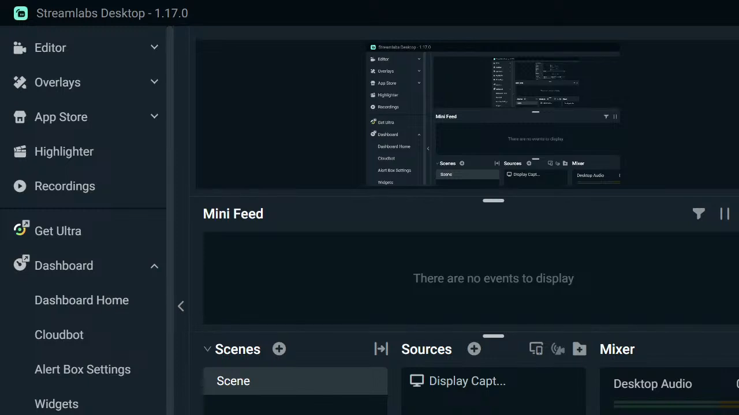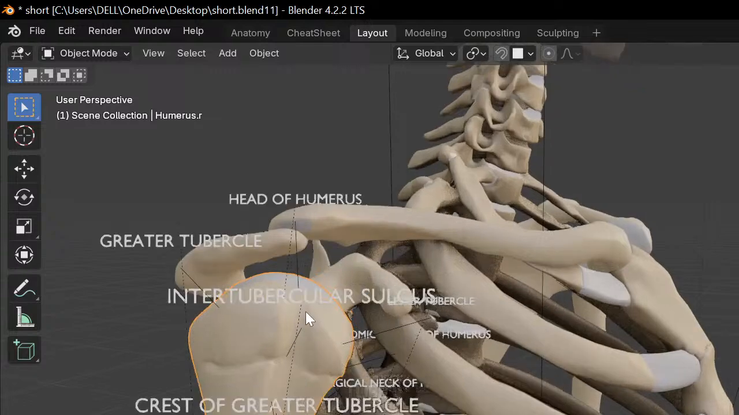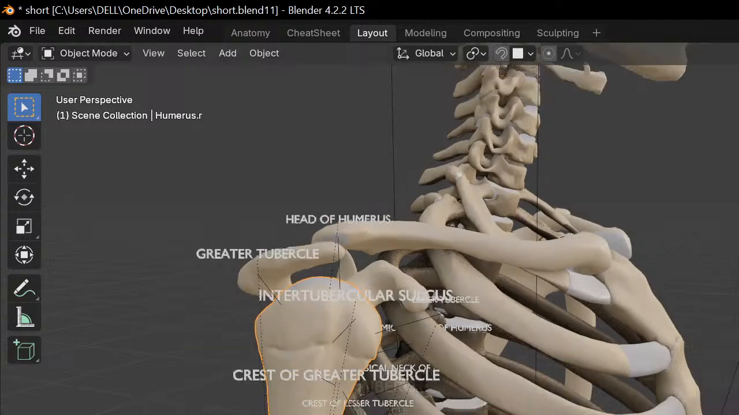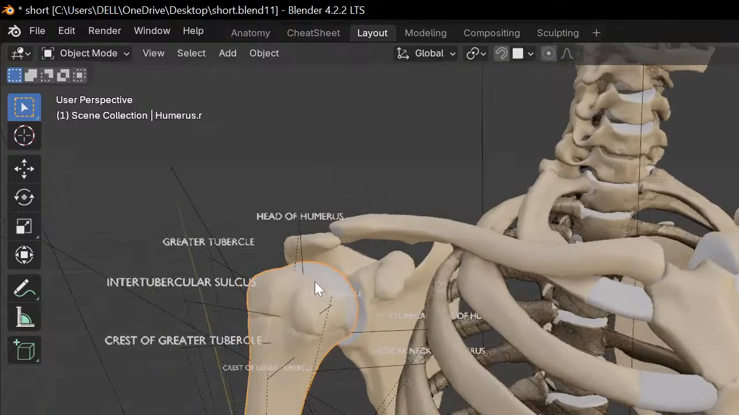So we have the intertubercular sulcus in between the tubercles, and through the intertubercular sulcus passes the long head of biceps brachii. Now just at the end of the tubercles, we have the surgical neck of the humerus. Remember, the anatomical neck is the point of attachment of the joint capsules of the shoulder joint.